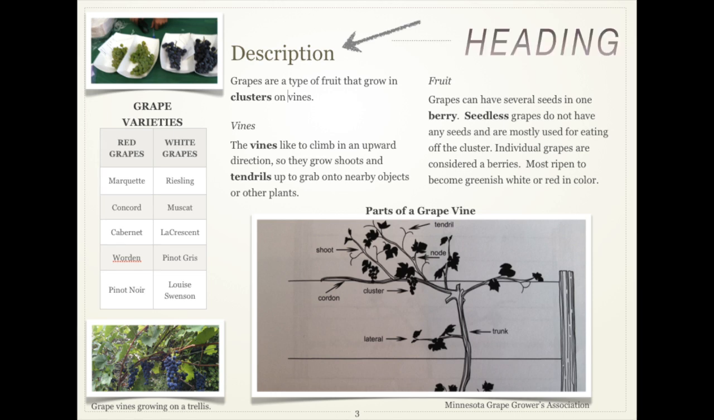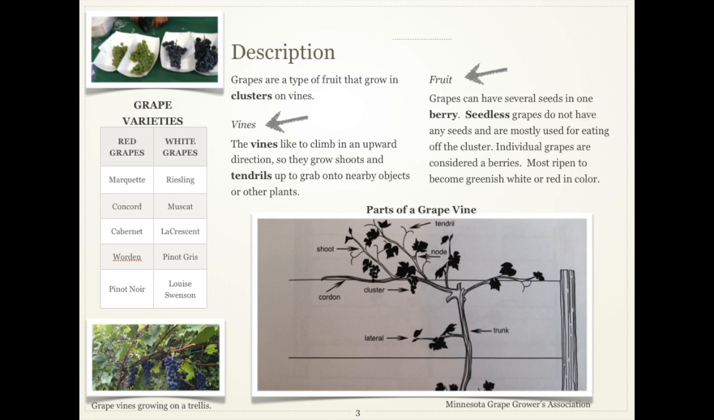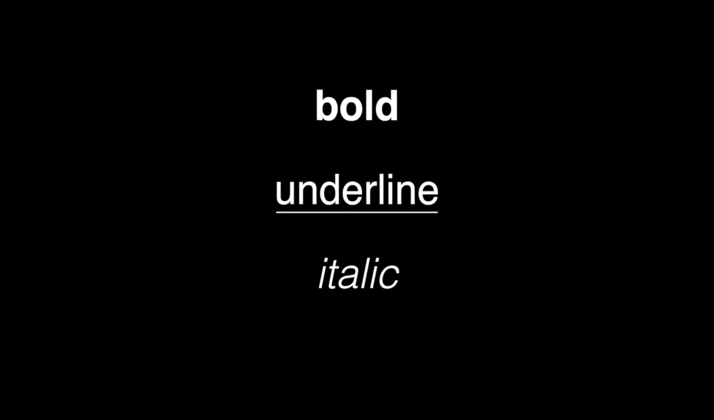This is the heading. It tells me what I will be reading about in this section. These are subheadings. They relate to the heading but are like a mini topic. In order to describe grapes, I divided this section into 2 different parts of the grapes, the vine and the fruit.